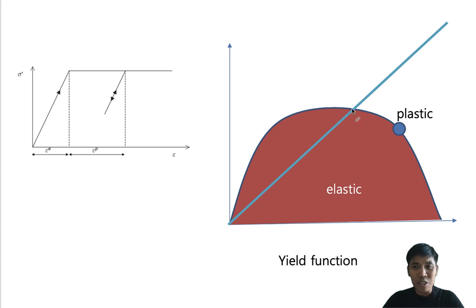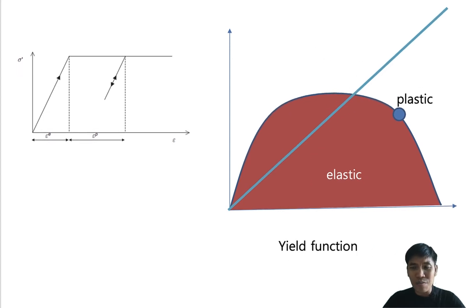The yield function, or yield surface, of each model: in Mohr-Coulomb it is one line, but in some models you can make it some surface with a certain equation, whatever shape you want. Different models have different shapes. It depends on the researcher who presents the behavior of the soil. So if the stress state of the soil is inside the red one, it is elastic.